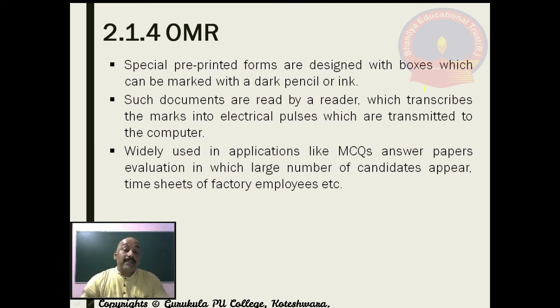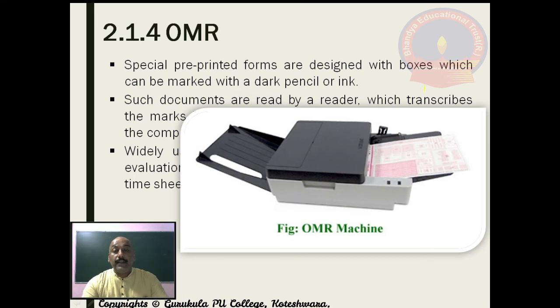The computer scans the OMR. As soon as it scans, results will be generated. Just to give an idea, this is an OMR machine. So here are the forms. These are the forms you are feeding, and this machine reads them, and the forms come out. And what you shaded will be converted to electrical pulses.